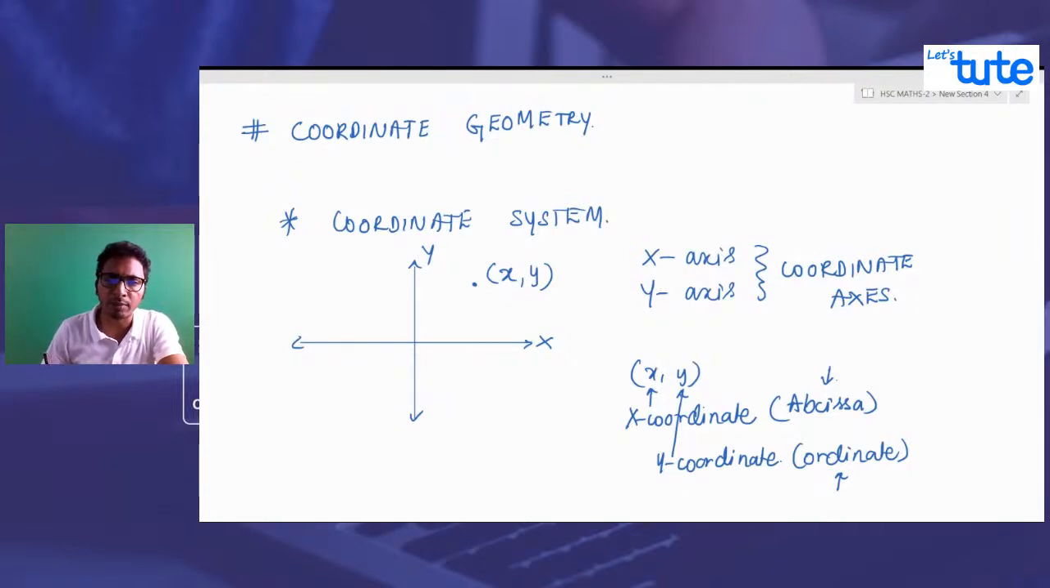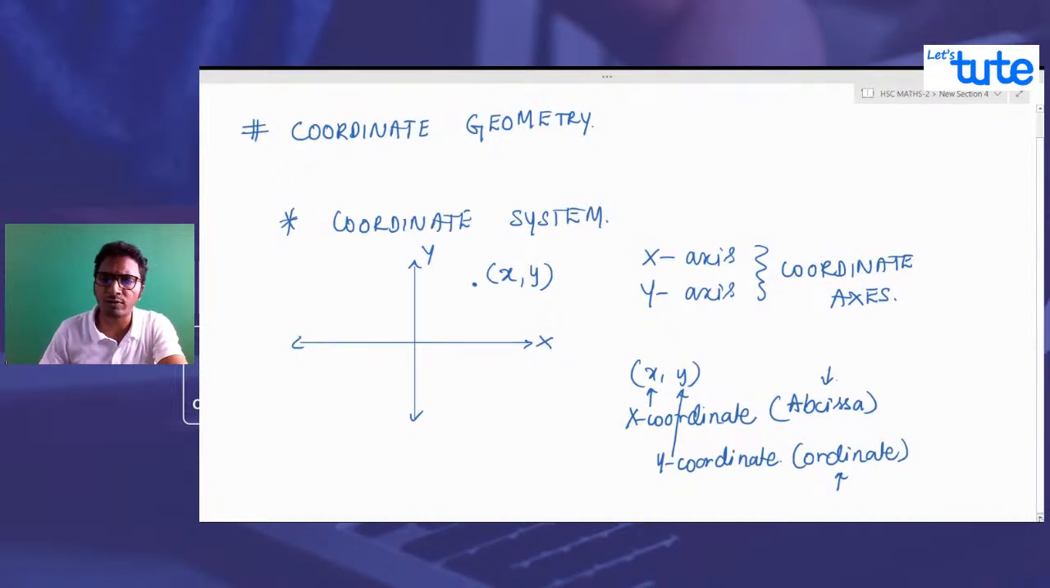I hope you're understanding what I'm trying to say. If you're not, then please let me know in the comments so that we can understand what's going on exactly. So this is the introduction to coordinate geometry.